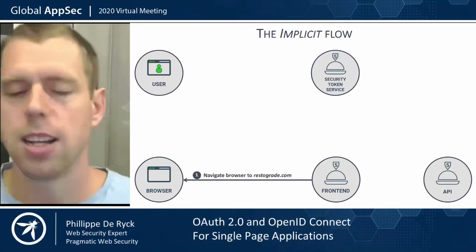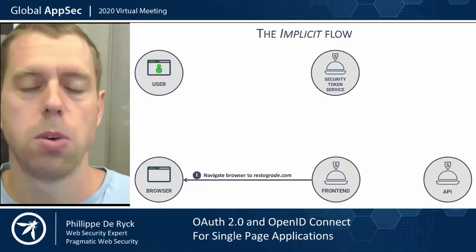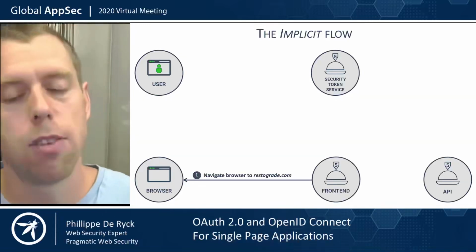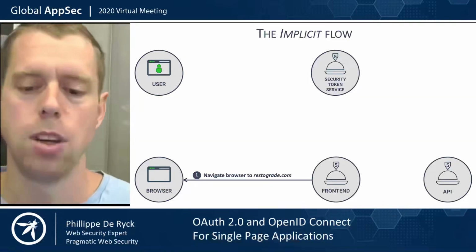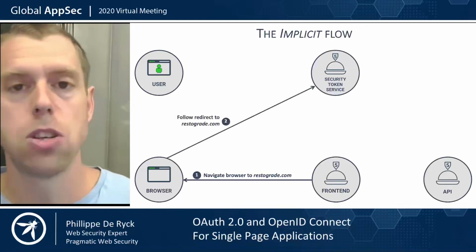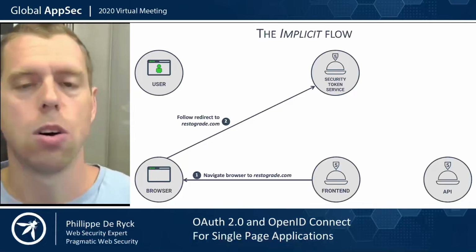The first step is that the front end is going to navigate the user's browser to the security token service, because this step allows the STS to figure out who the user is so it can give appropriate access tokens for that specific user. This happens with a navigation, so the browser is going to follow that navigation, load an HTML page, or send a request to the security token service, which will trigger the whole flow.